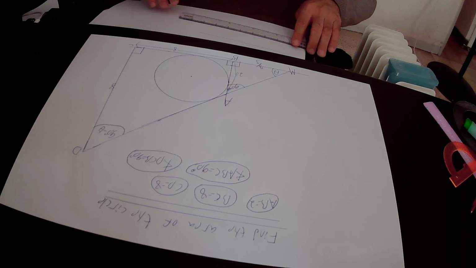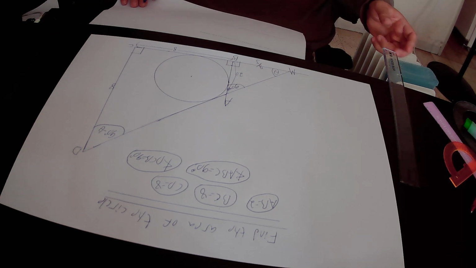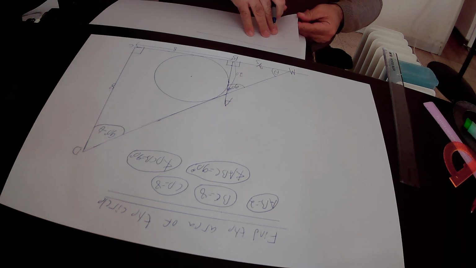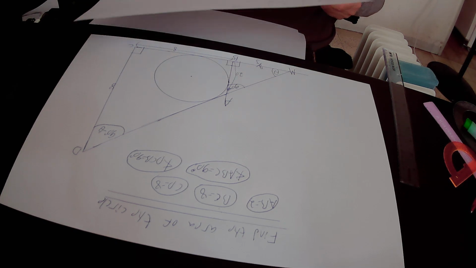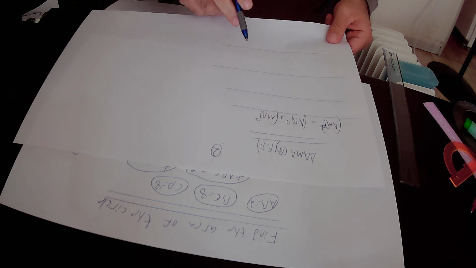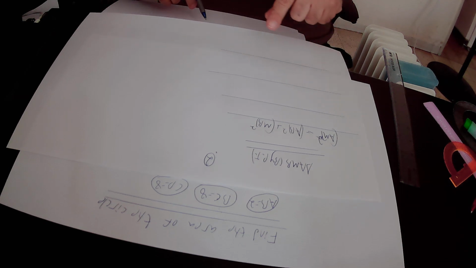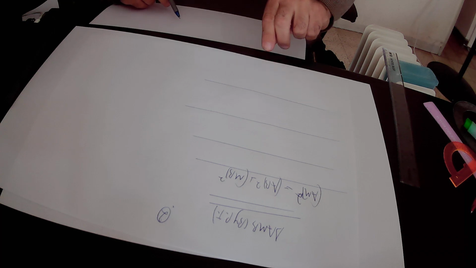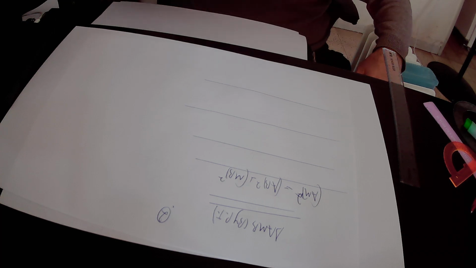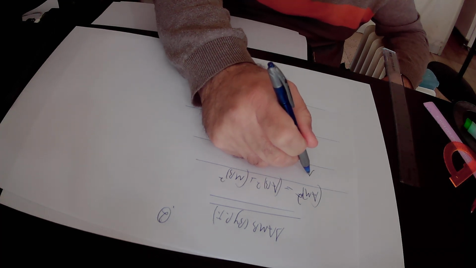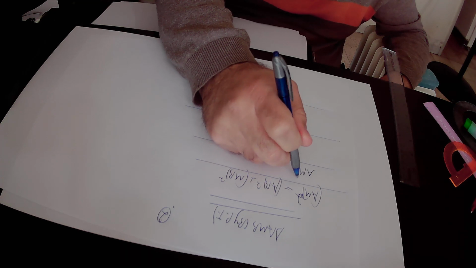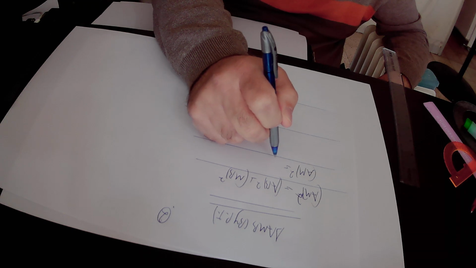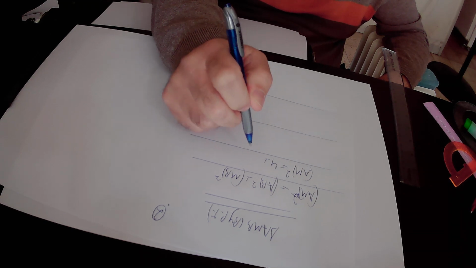Repeat again. According to the Pythagoras theorem, in the right triangle AMB, AM squared equals AB squared plus MB squared. So AM squared equals AB squared. AB is 2, therefore AB squared is 2 squared, that is 4, plus MB squared.